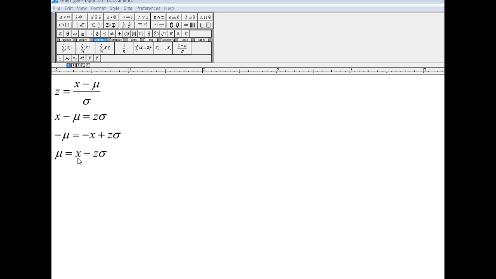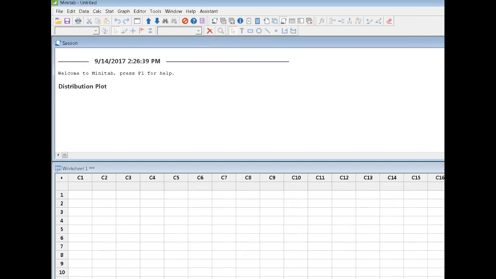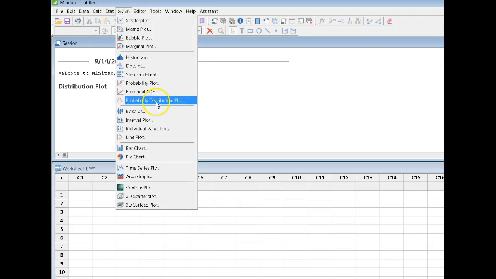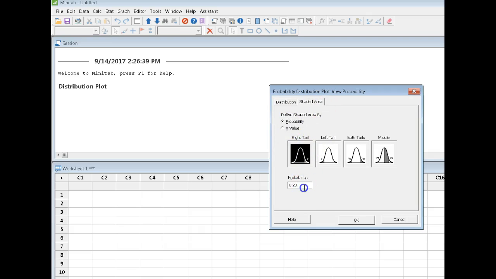Now the x value in this case is 110. We're told in the problem that the standard deviation, by the way, is 5.2, but I don't know z. So this requires me to go to my Minitab. So let me get that up again. Alright, so we're going to go back into probability distribution plot, view the probability. We're going to use the standard normal distribution. No point using this because I don't know the mean. I go to shaded area. This time the shaded area I'm interested in is 0.7 because I want 70% of the area, and the area had to be below the 110. So that means it's got to be an area to the left.